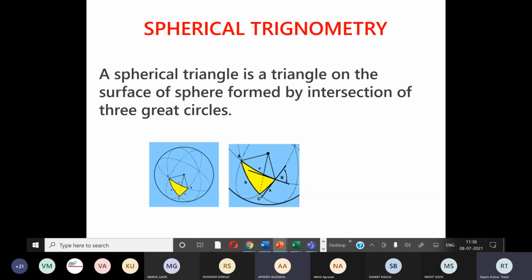Sides are the angular measurement, the angle at the center of the sphere subtended between the two points. But angles are the angle subtended between the tangents drawn along the arcs of great circles at a point. Is that clear?